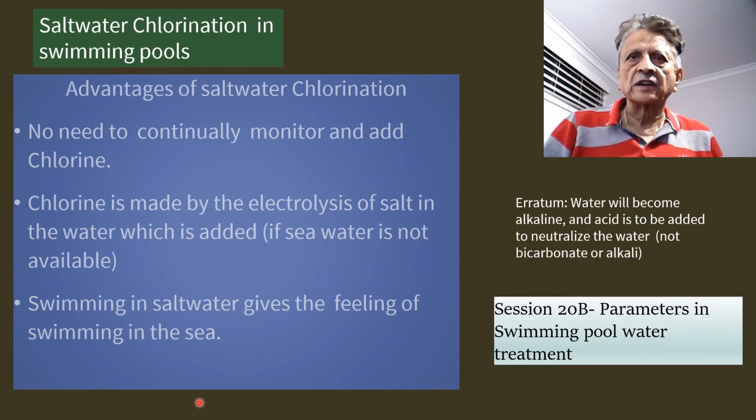As far as specifications go, council specifications state we should have at least 1 ppm of chlorine for domestic pools and between 1.5 to 3 ppm for commercial pools, depending on whether they are indoor or outdoor, winter or summer.